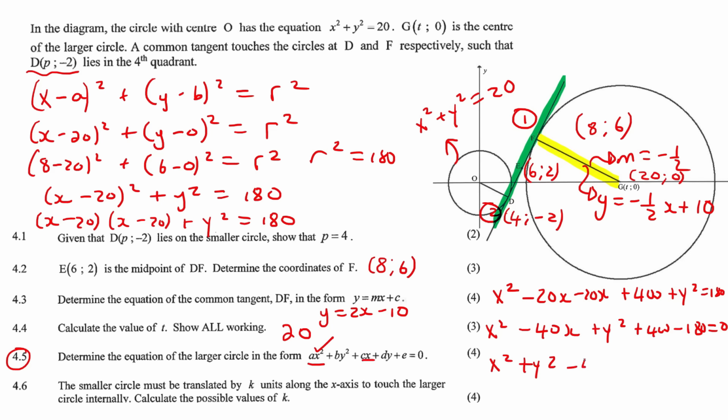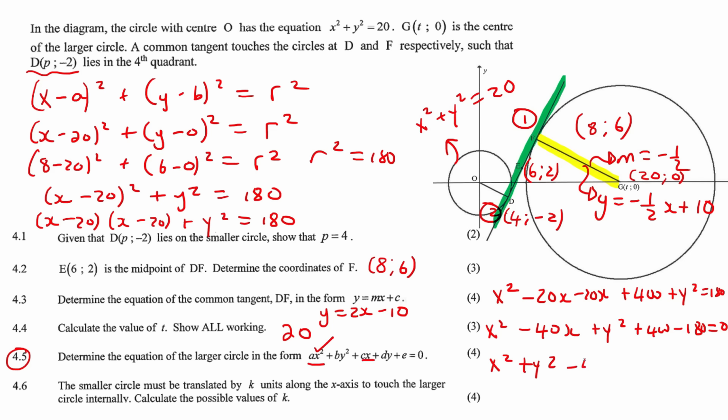There we go. Okay. The smaller circle must be translated by k units along the x-axis to touch the larger circle internally. Calculate the possible values of k. For two circles to touch internally, or let's first talk about externally. Externally is when two circles look like this. That is external touching. This is external.